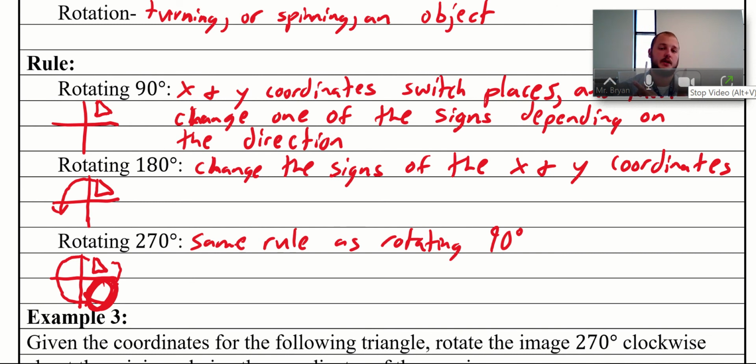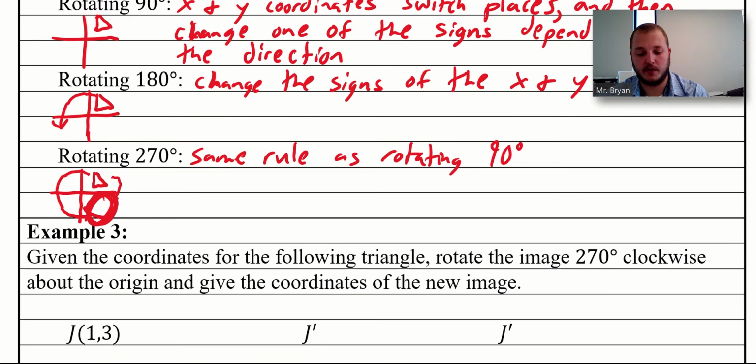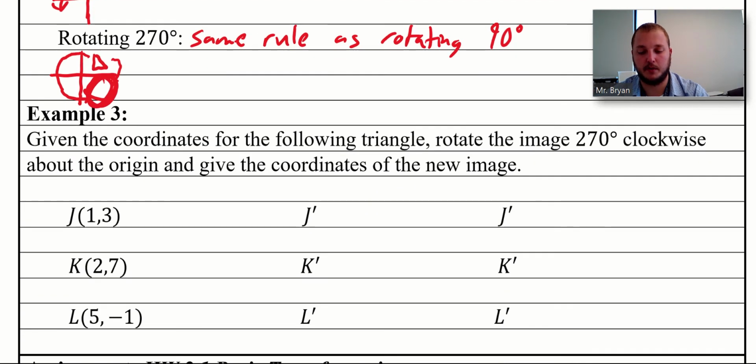X and Y coordinates change, or switch places, and then you change one of the signs depending on what quadrant it ends up in. Okay? So that is the rules. So let's go with this here. Last one, let's try to put this together.